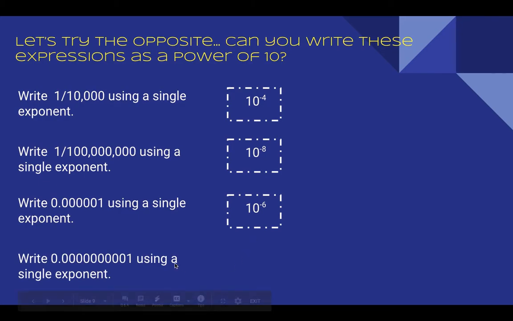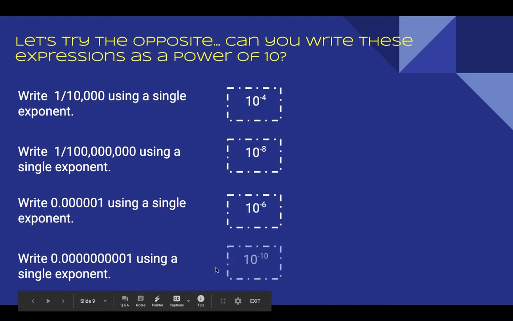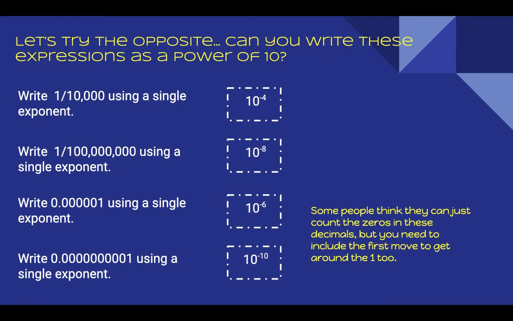All right, kind of the same deal. It's going to be 10 to the negative something, but we have to count how many place values we're going. 1, 2, 3, 4, 5, 6, 7, 8, 9, 10. So it's going to be 10 to the negative 10th. All right, some people think they can just count the zeros in these decimals, but you need to include the first move to get around the 1, too.